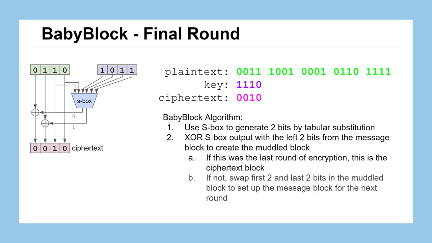But if we have more rounds to go, then we perform that swapping operation, swapping the first 2 and the last 2 bits, the left half and the right half. And that'll set up our next round of encryption. We keep doing this for 3 total rounds of step 1 and 2, and that will produce our ciphertext block.